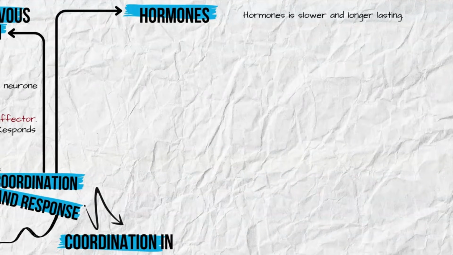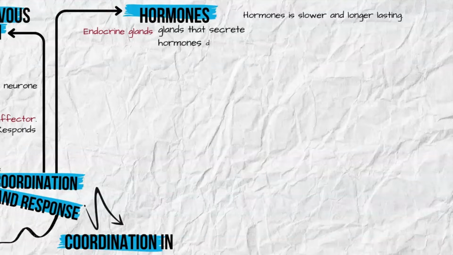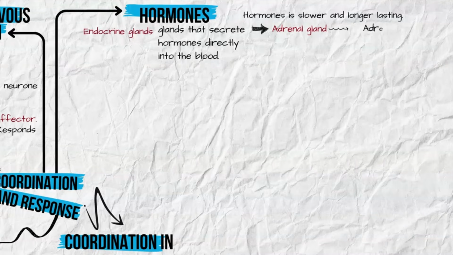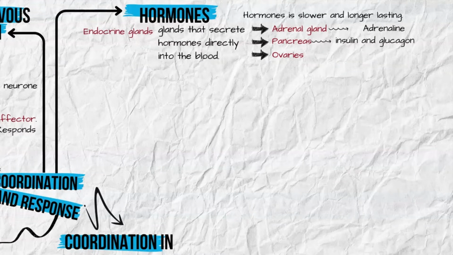Now second, you must know your endocrine glands. What are endocrine glands? They are glands that secrete hormones directly into the blood. Examples you must know: adrenal gland produces adrenaline. Pancreas produces insulin and glucagon. Ovaries produce estrogen and progesterone.